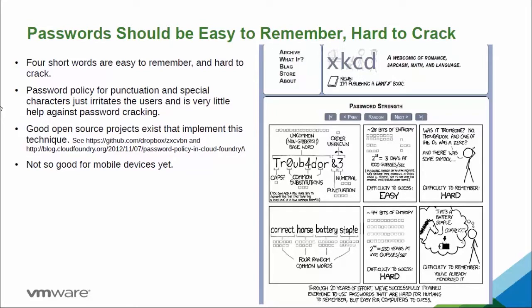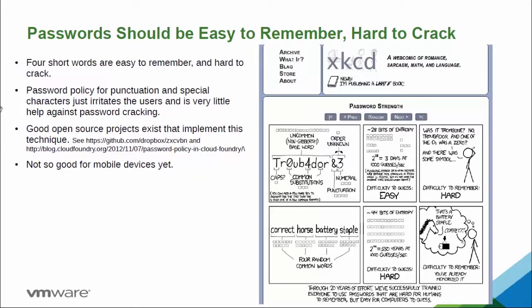What we need is longer passwords. If you do 4 short words, the actual difficulty in cracking is much, much harder, and it can actually be easier to remember. So the example he gave is correct horse battery staple. If you just had those words, correct horse battery staple, pretty easy to remember, and you type that in, that would be much, much harder to crack.